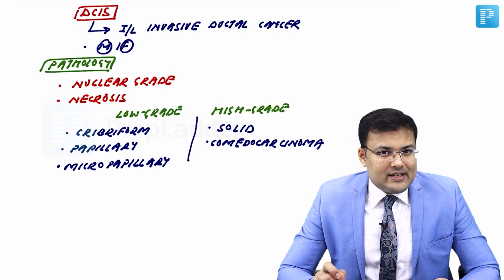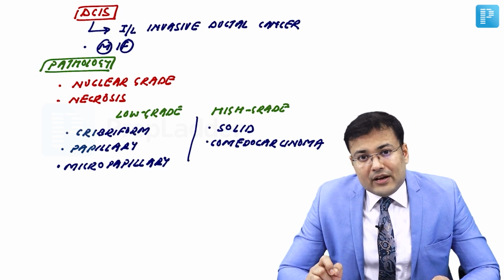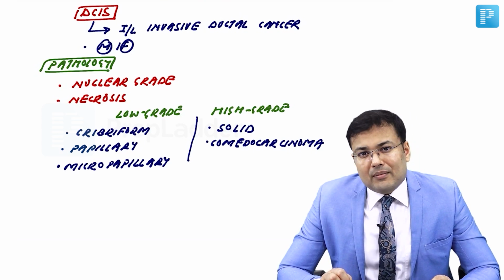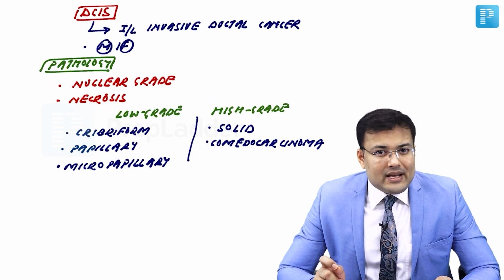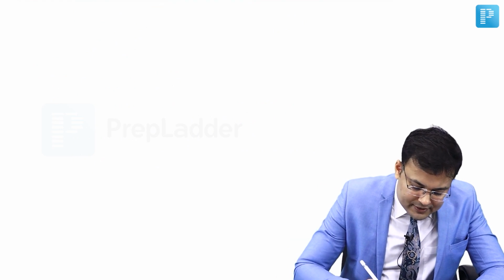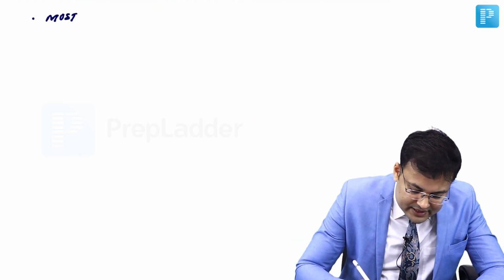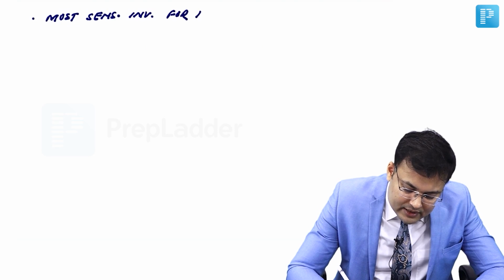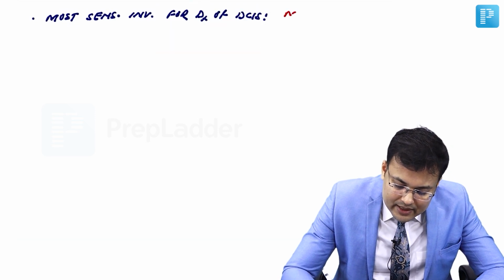What is the best investigation for diagnosis of DCIS? That is MRI. And what is the best investigation for detection of microcalcification associated with DCIS? Then it is mammography. Why? Because MRI has poor sensitivity for detection of microcalcification. So two important points. First, most sensitive investigation for diagnosis of DCIS, then the answer will be MRI.